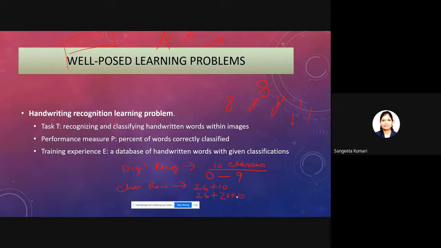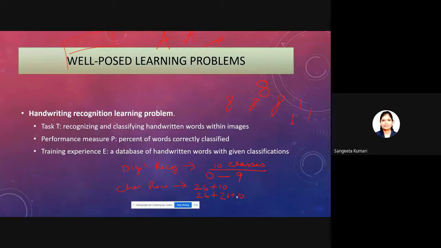So you must be understanding now that for any problem statement which we want to solve through machine learning, it is important to identify the task. It is important to identify how we are going to measure the performance, and we need to ensure that it is getting better over time. And then we also need to find what the training experience would be.